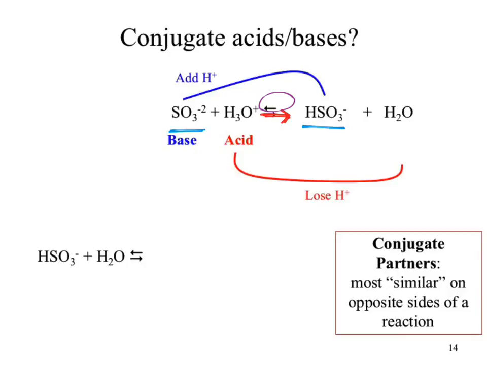And this gets back to what Alexander was suggesting earlier. For HSO3 minus to act as a reactant and go backwards to become SO3 minus 2, what did it act as? What happened to HSO3 minus to become SO3 minus 2? It lost a hydrogen. It would be defined as an acid. Well, if it's an acid, what is the H2O acting as? It would then be a base.